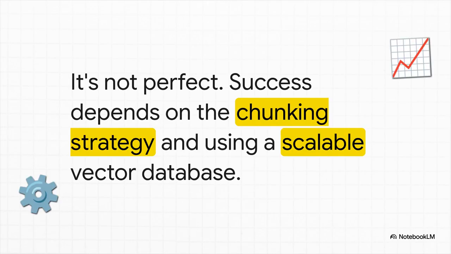Now, of course, it's not a perfect magic bullet. You can't just flip a switch. Making this work really well, especially at a massive scale, takes some careful engineering. For example, choosing the right size for your text chunks, that's a real balancing act. If they're too small, you lose important context. If they're too big, the search results get noisy and less precise. And yeah, scaling this from a handful of PDFs to millions of documents, that requires some pretty advanced systems.